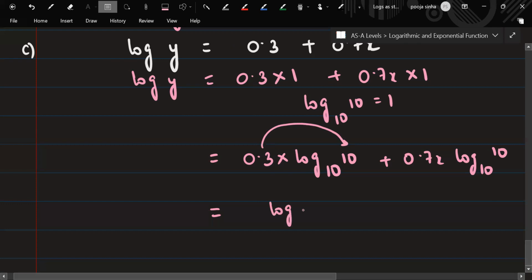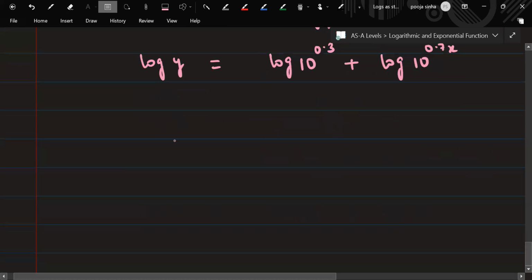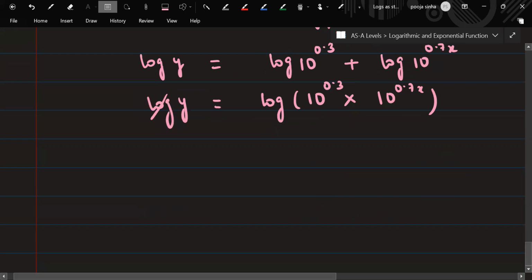So log 10 raised to power 0.3 plus log 10 raised to power 0.7x, right? And that is equal to log y. Now this will be log 10 raised to 0.3 multiplied by 10 raised to 0.7x. So log y, these two get cancelled.